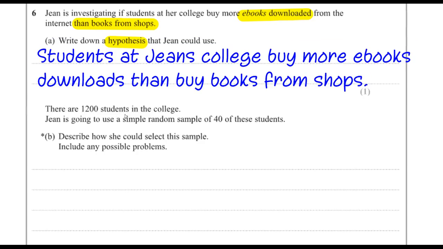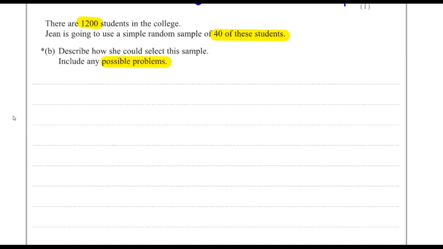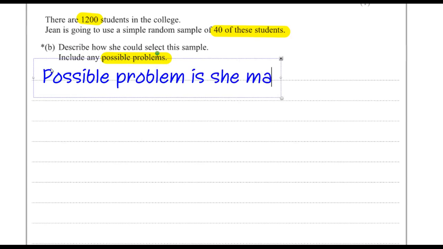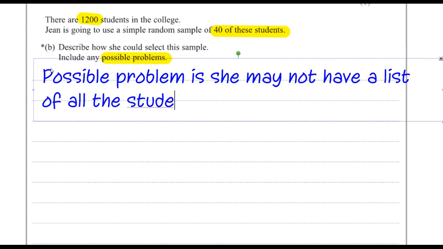Next part. There are 1,200 students in the college. Jean is going to use a simple random sample of 40 of these students. So you've got loads of students, 1,200, and you only want 40 in your sample. Describe how she could select the sample, include any possible problems. Well, a possible problem could be that you don't have a list of all the students. So let's write that down. Possible problem is she may not have a list of all the students in the college.